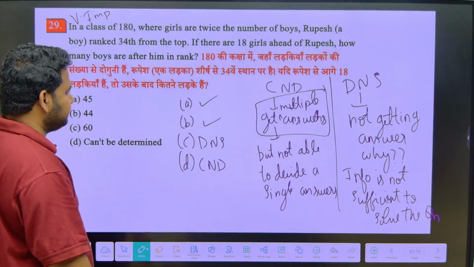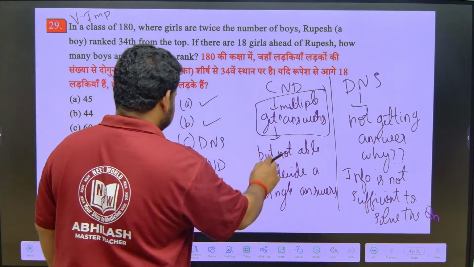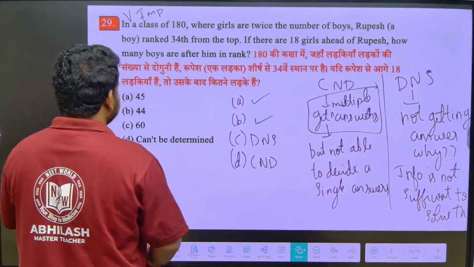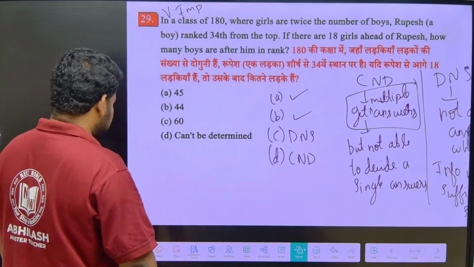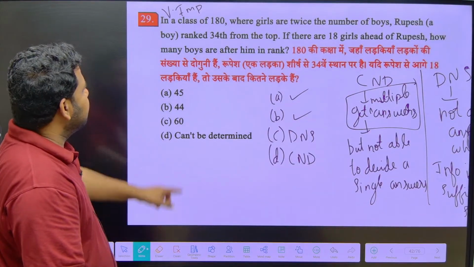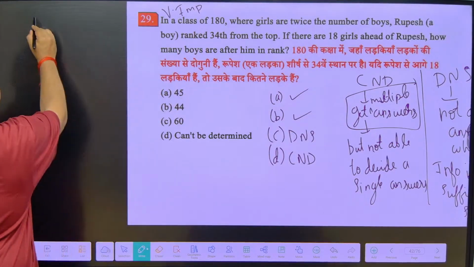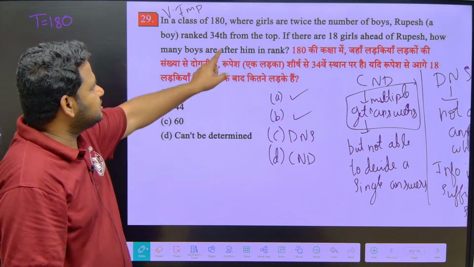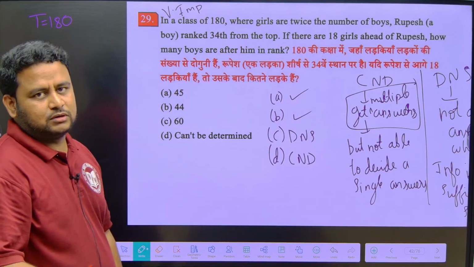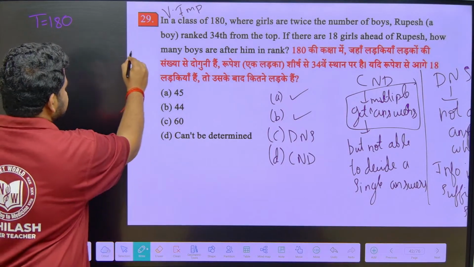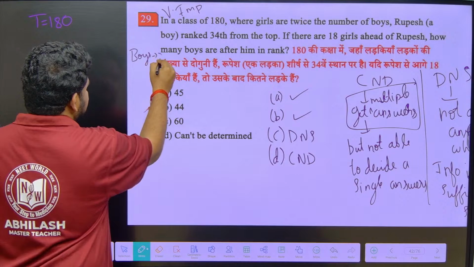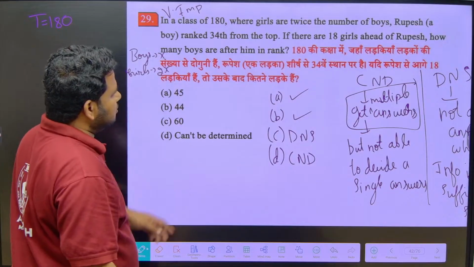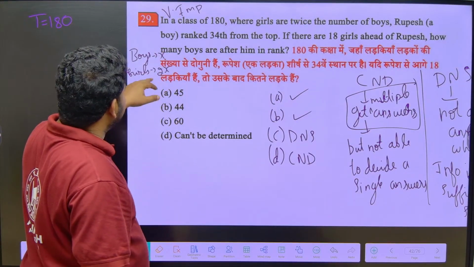Now have a look at this question. I hope this information is clear to all of you. Let me use some more space here. What are they telling in this question? In a class of 180, that means total is given as 180, where girls are twice the number of boys. So if boys are x, girls are 2x. First using this can I find out the boys and girls, correct?